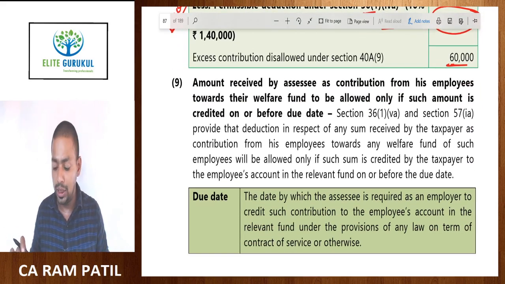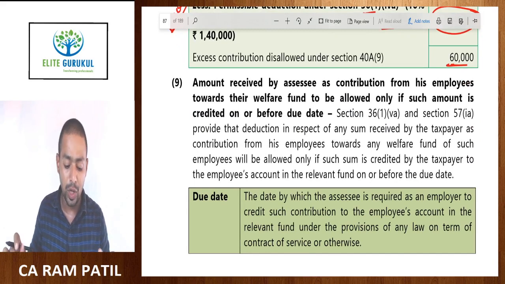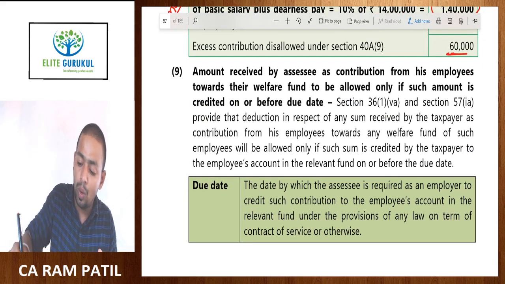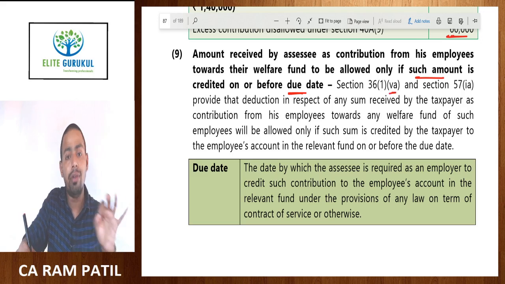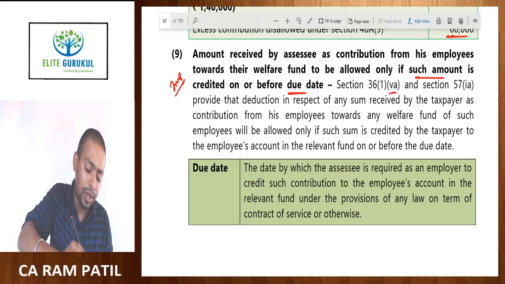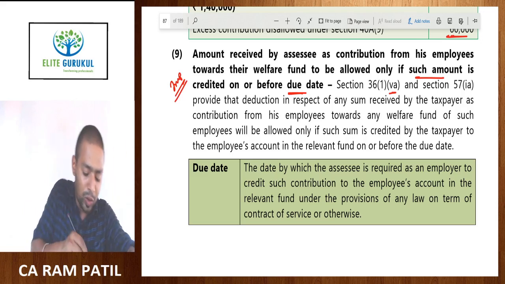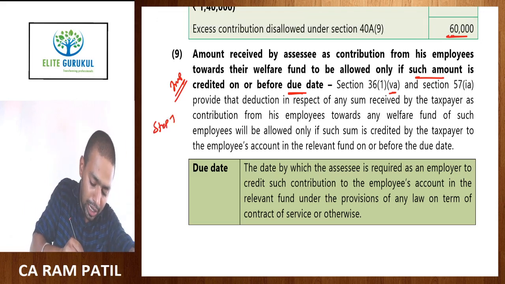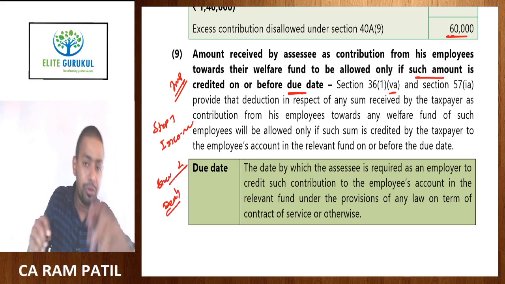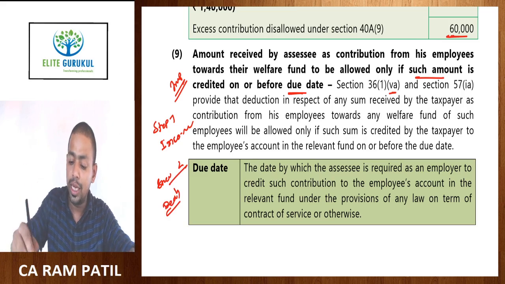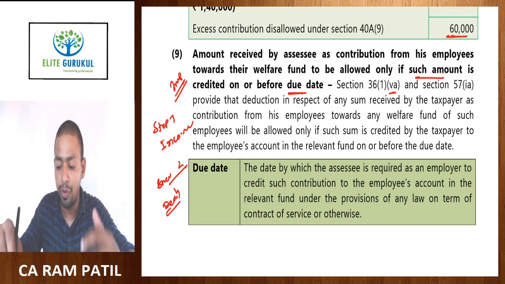Now please understand the next clause. Amount received by assessee as a contribution from his employee towards their welfare fund is to be allowed only if such amount is credited on or before the due date. Okay, look at this. Section 36(1) clause (va) we are discussing now, and here some students get confused because there is a step mechanism. Step 1, it is income. And step 2, deduction, which is written in our notes.